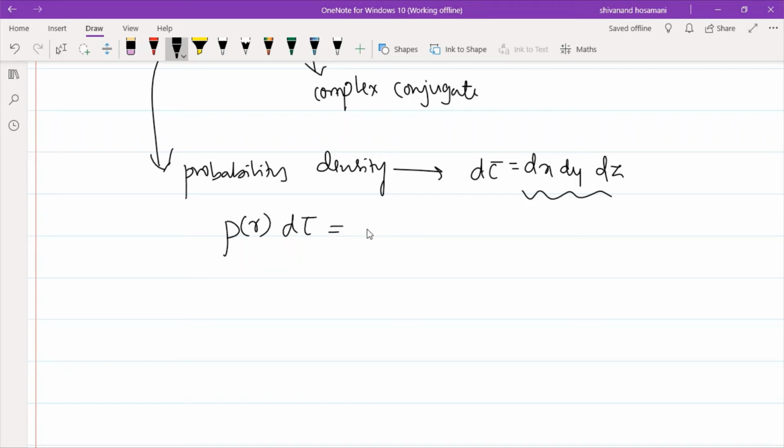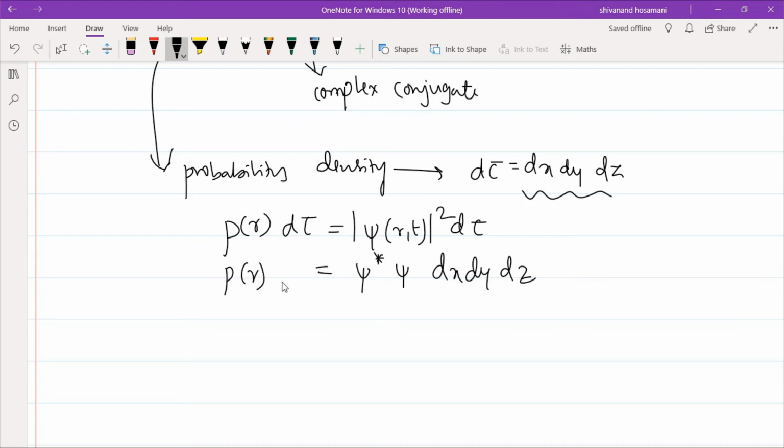This can once again be written as mod of psi of r comma t squared into d tau. This depends on both time and position, that's why we write psi of r comma t. This is nothing but psi star into psi, that is dx dy dz. So it will give the probability of finding the particle in a particular region at a distance r in x, y, z dimension. This is called the probability density.